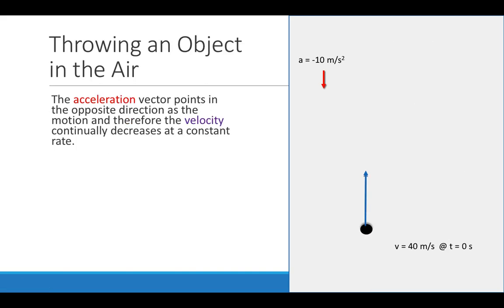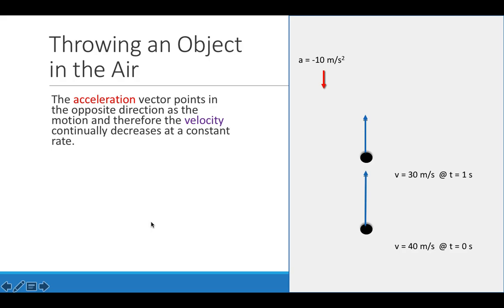Suppose we do the opposite and we throw an object up into the air. So we've given the ball, the object, some initial velocity of 40 meters per second. Once it leaves our hand, it's traveling at this speed. We know that gravity is still acting downward, so the acceleration vector is opposite the direction of the motion, so we should expect that the velocity will decrease. And so every second that goes by, the velocity changes by 10 meters per second.